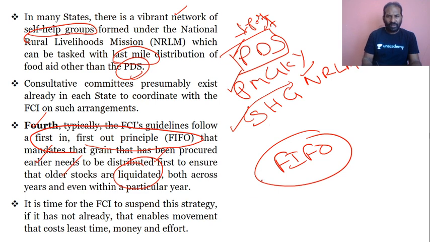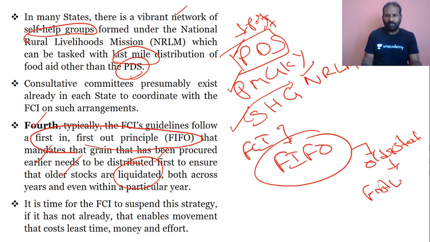So the FCI is in the mode of FIFO. That means the older stock will be liquidated first, that is, first sent into the market through the PDS system. And it is time that the FCI suspends this strategy if it has not already, as that enables movement that costs less time, money and effort. So definitely this is very important, and the fourth one is part of it.